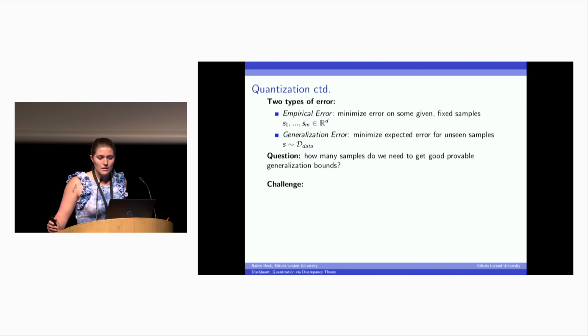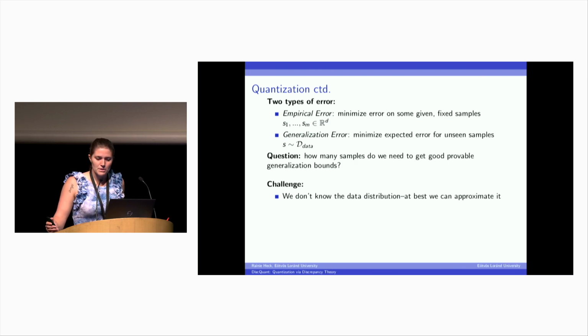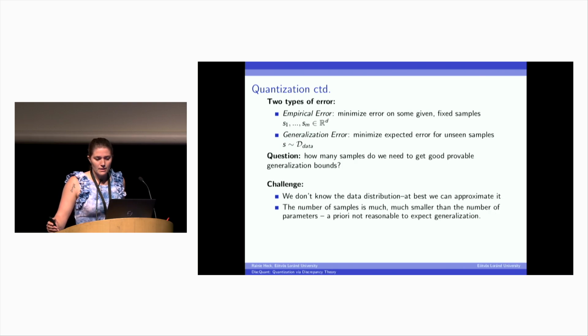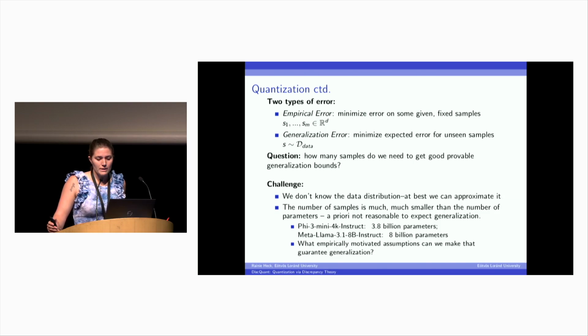So there are a couple of challenges with this problem. One is that, of course, we don't actually know our data distribution, so we need to approximate it and make some assumptions about it. And a bigger challenge is that we're working with extremely large networks. So the experiments that we run are on these two networks, which have 3.8 billion and 8 billion parameters, respectively. And so in general, the number of samples is going to be much, much smaller than that, particularly since our goal is efficiency. And one of the theoretical questions we need to consider is what empirically motivated assumptions can we make that will guarantee generalization, at least in expectation.